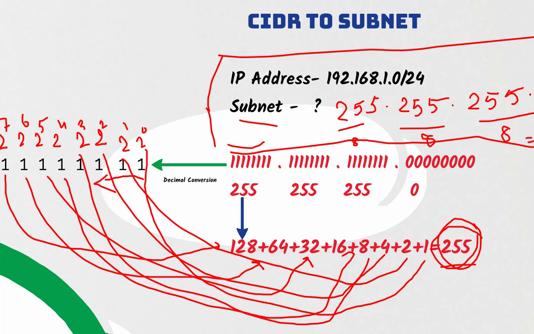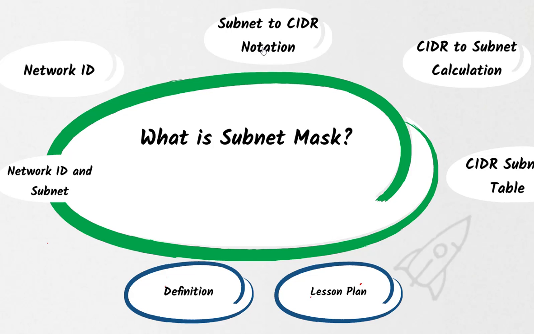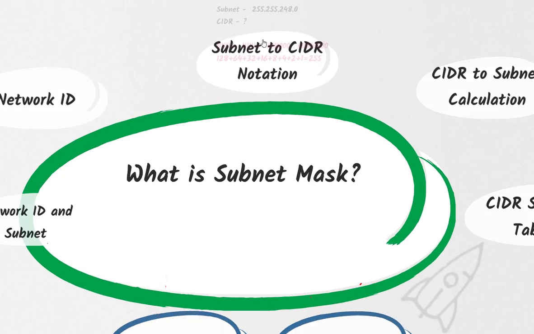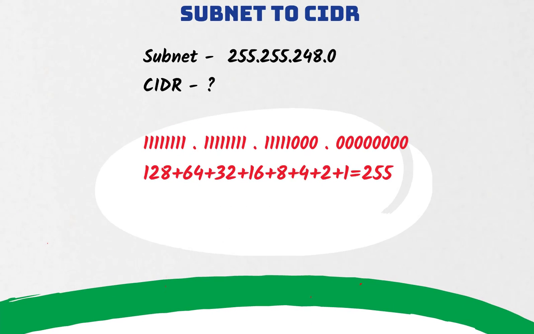Next, let's calculate subnet mask to CIDR notation. Here I have the subnet mask 255.255.248.0, and now I need to calculate the CIDR.